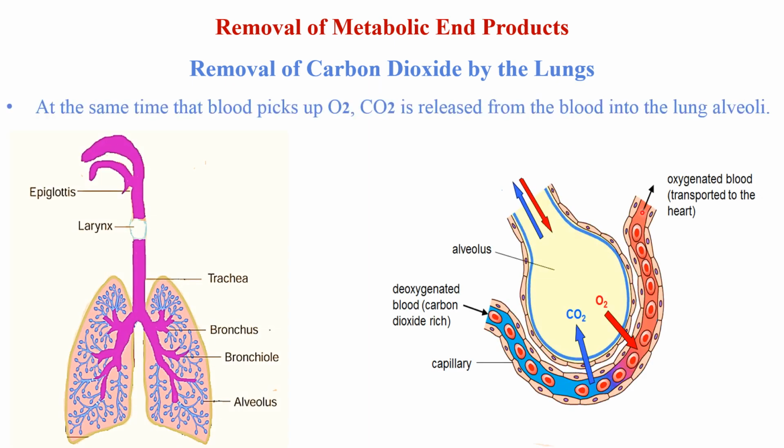At the same time that blood picks up oxygen, carbon dioxide is released from the blood into the alveoli. From alveoli, carbon dioxide enters the bronchioles, bronchus, trachea, pharynx, and is ultimately exhaled by means of the nasal cavity or the oral cavity.